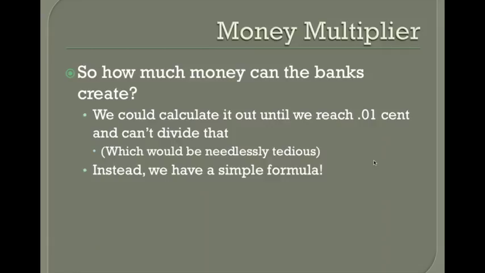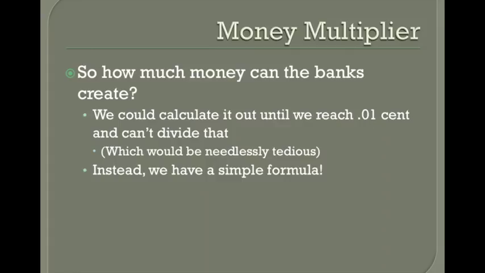The question is, though, how much money could the banks create? And basically, if people kept depositing and it kept loaning out and depositing, loaning out, we could actually calculate it all the way until we reached 1 cent, and we couldn't divide that anymore.